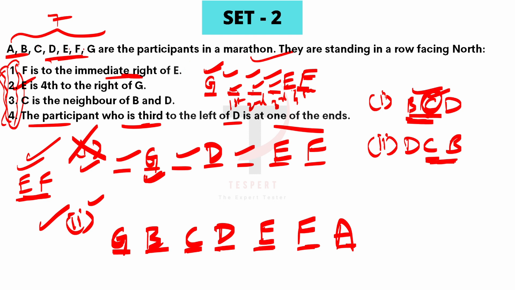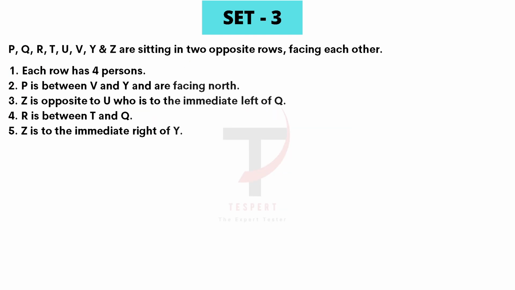So let us move on to the next set. Just pause the video and try to solve it by yourself. Okay, hope you solved it. So P, Q, R, T, U, V, Y, Z. So how many are there? 1, 2, 3, 4, 5, 6, 7, 8. So 8.